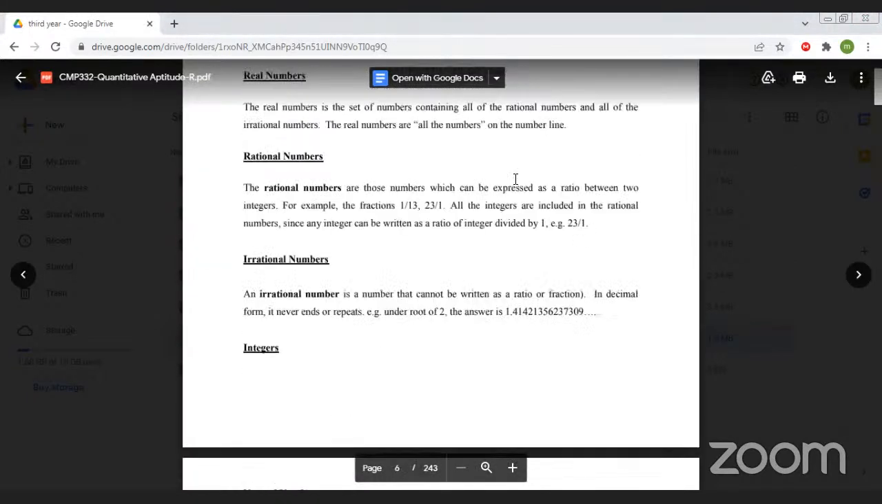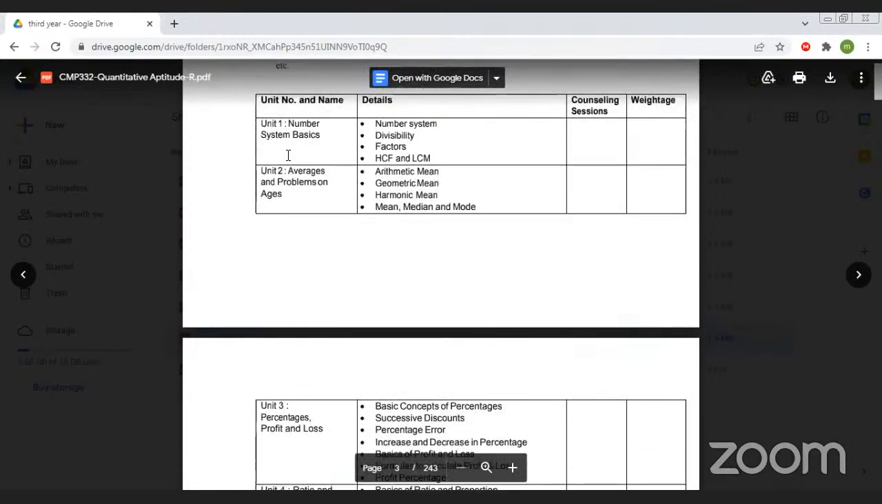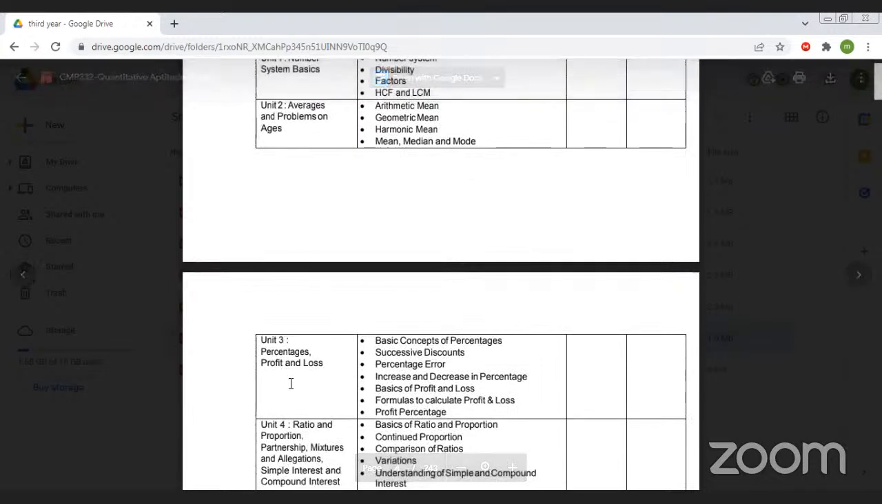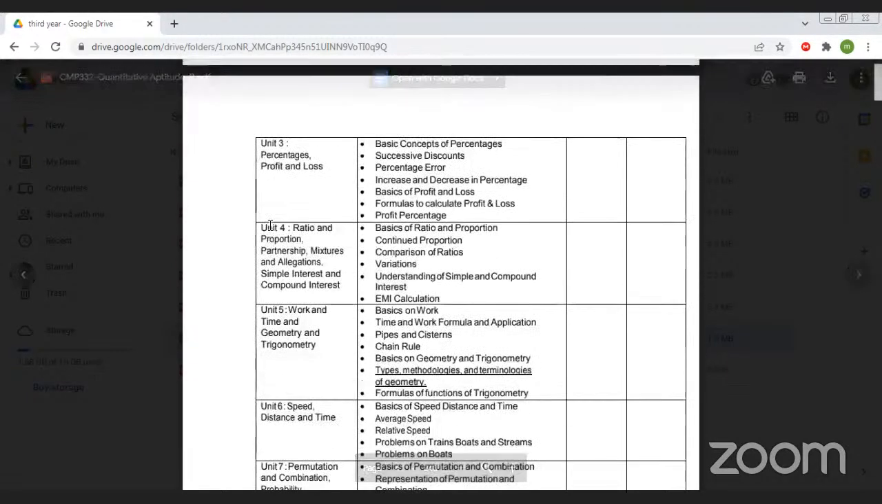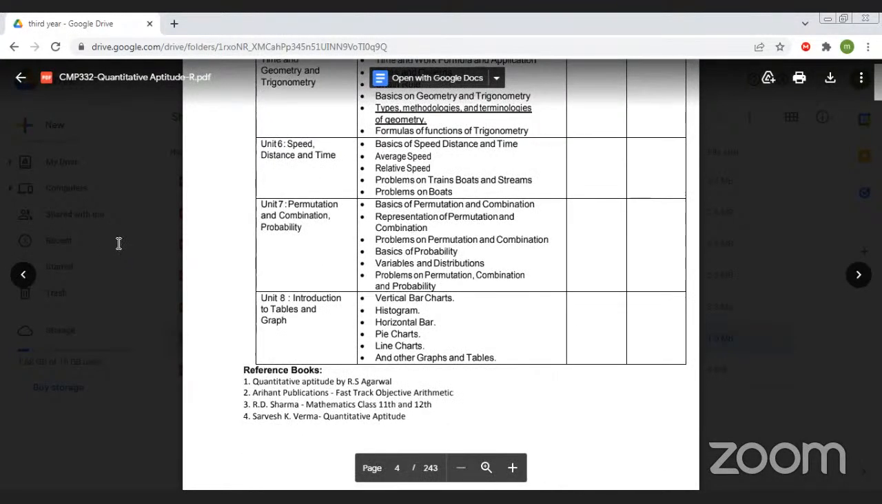So till now we have completed, what all did we complete? We have completed number system. In that we have done divisibility, factors, HCF, LCM. Then after that, percentage and profit and loss are also done. And averages and problems on ages are also done. And now we are going to start with what? Ratio and proportion, or which one should we start? Let's check.